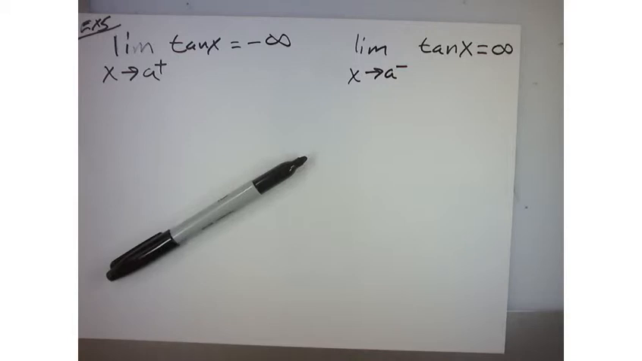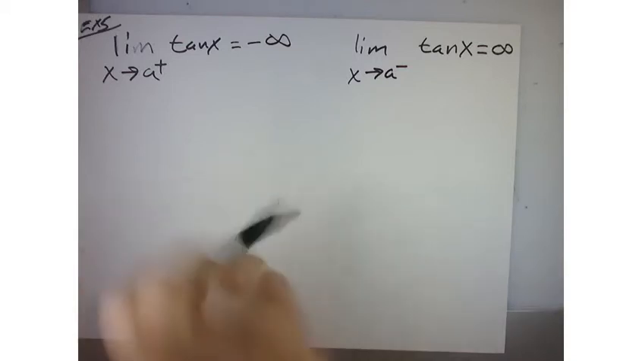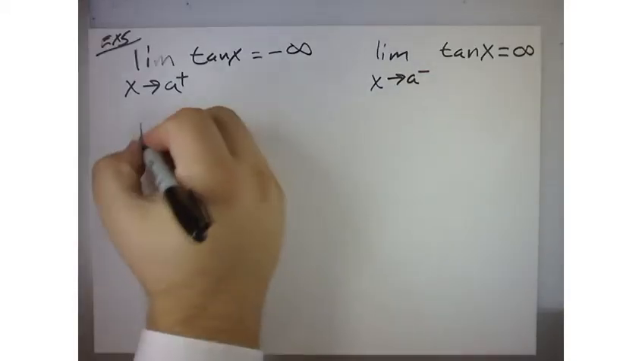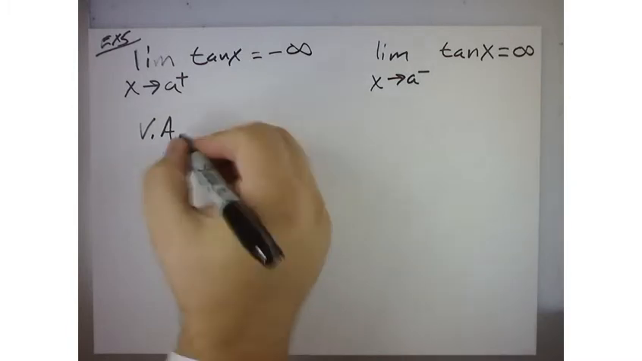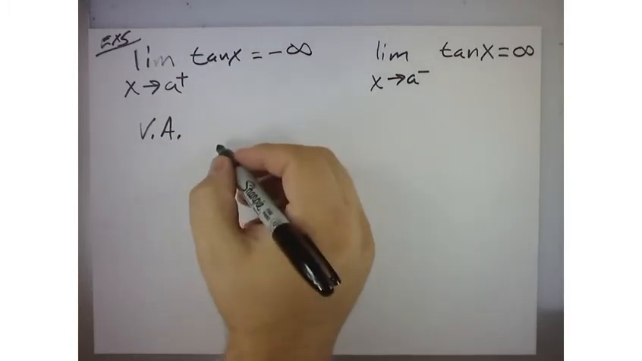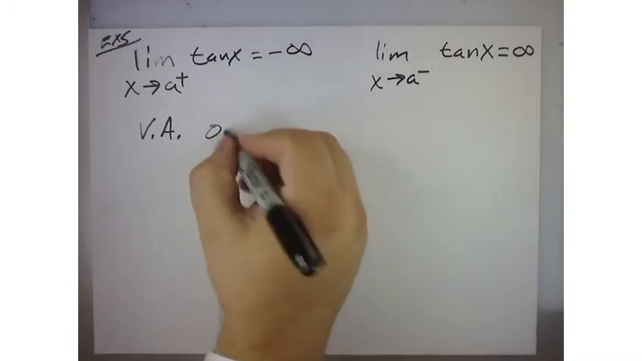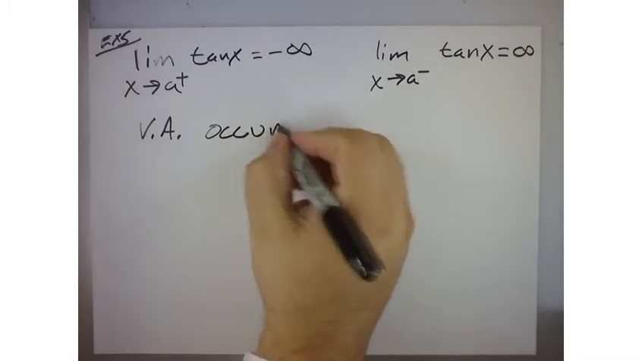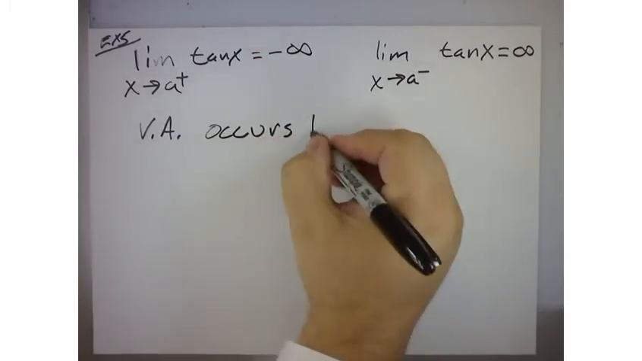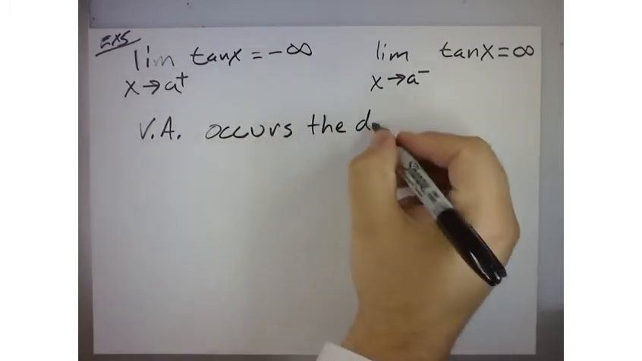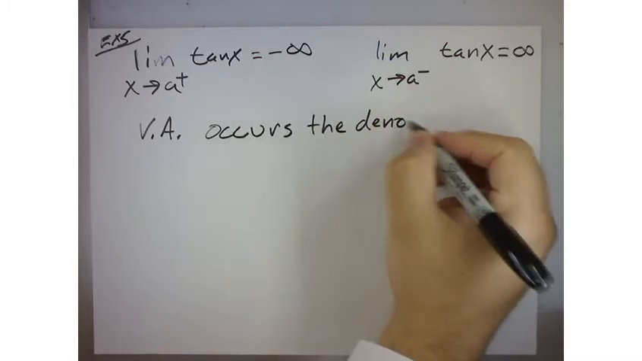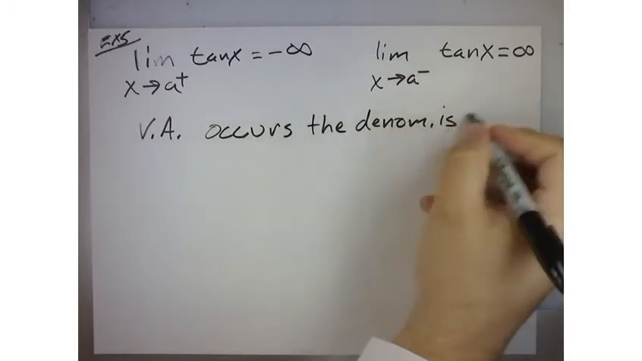So these are basically vertical asymptotes when this occurs, right? Whenever a limit approaches either infinity or negative infinity, it approaches at a vertical asymptote. So the vertical asymptotes, as we just said in the last example, occur when what? Yeah, when the denominator is 0.